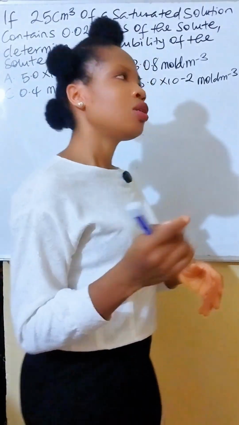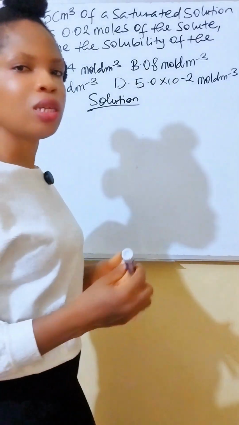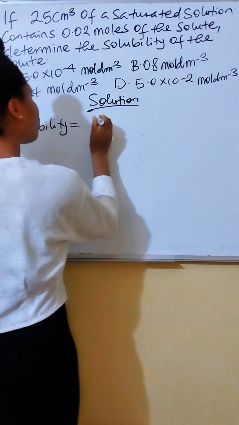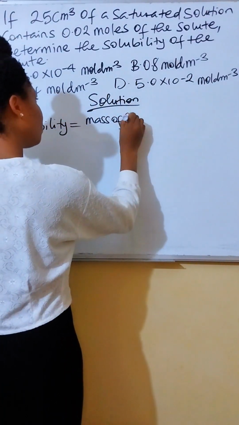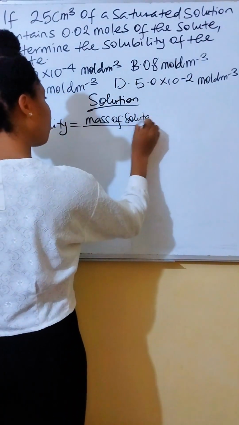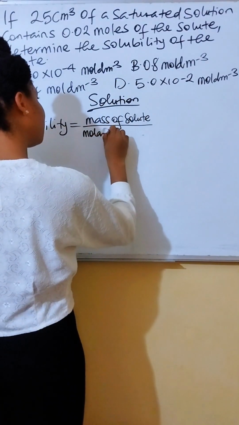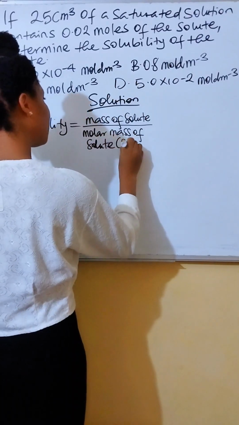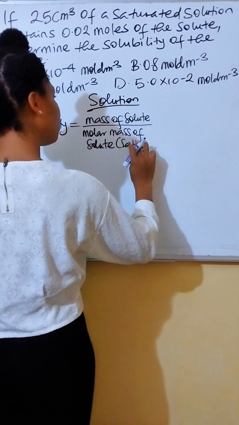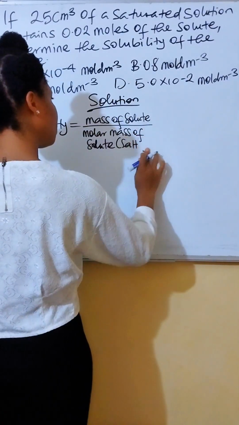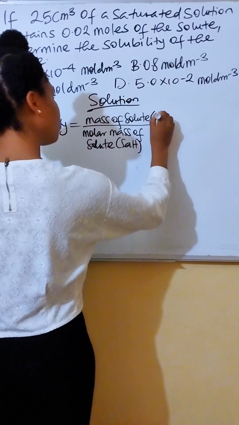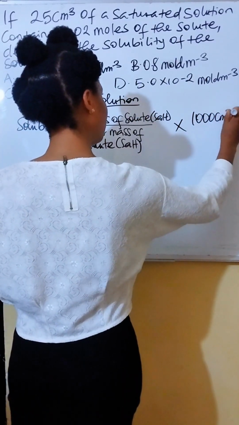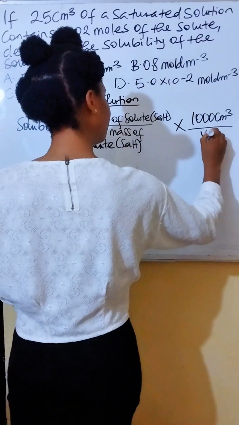With this in mind, the formula we use in calculating solubility is this. Solubility is equal to mass of solute or mass of salt, as the case may be, over molar mass of solute. In most cases, these solutes are salts, okay? Mass of salt, then times 1000 cm cube over volume.